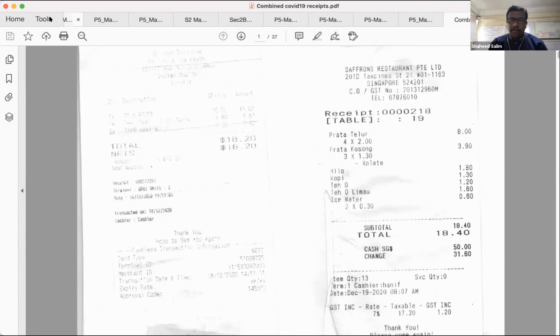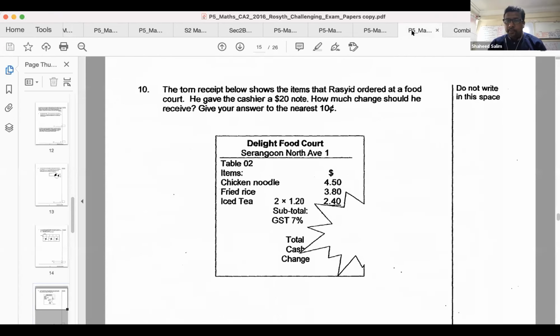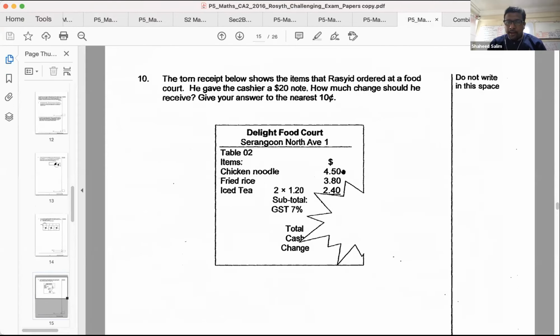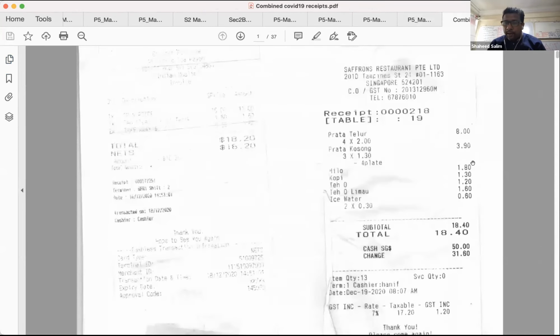Let's see, where's the question down here. Can you see? Add. You get subtotal. What is subtotal? Everything together. How much you have to pay together, like this? Add. You get subtotal. Can you see subtotal? This is what you must add up together.